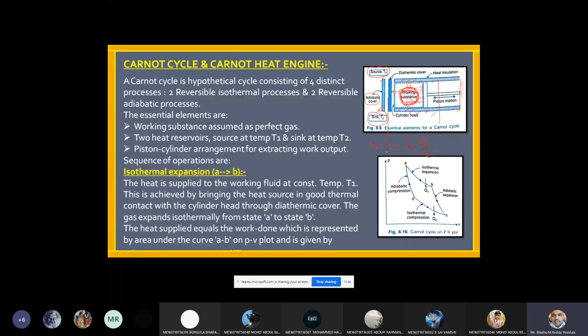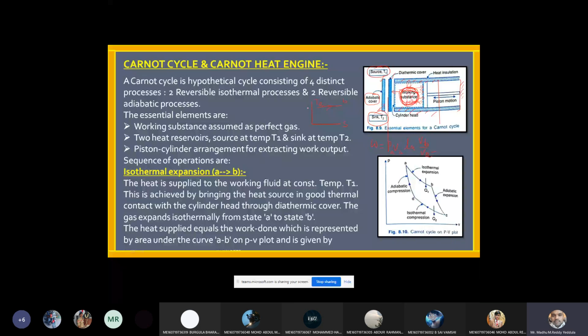During this process, the work done is equal to PV. PV is nothing but I can write PAVA or PBVB, because if you draw this figure on a TS diagram, A to B is isothermal. Isothermal process means constant temperature. This is A and this is B. During this process, temperature is constant. Let us assume this is the temperature T1.